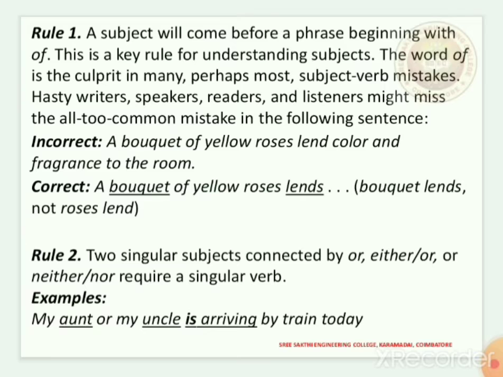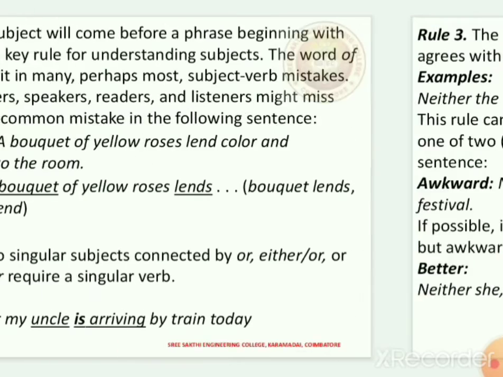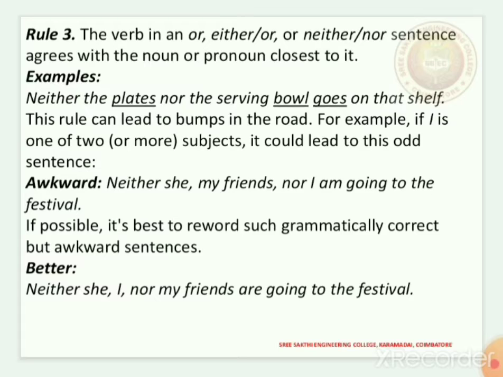Okay, rule number two: singular subjects connected by or, either-or, or neither-nor require a singular verb. For example, my aunt or my uncle is arriving by train today. Next rule: the verb in an either-or or neither-nor sentence agrees with the noun or pronoun closest to it. For example, neither the plates nor the serving bowl goes on the shelf.